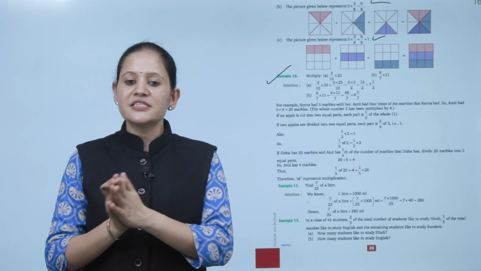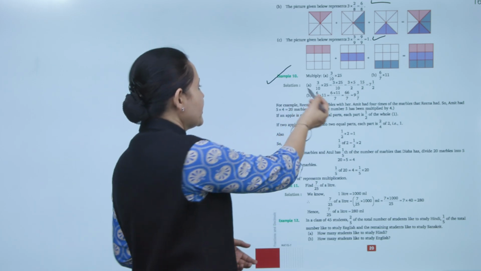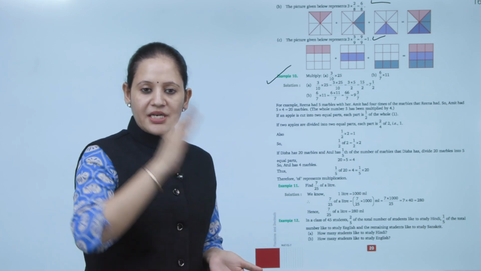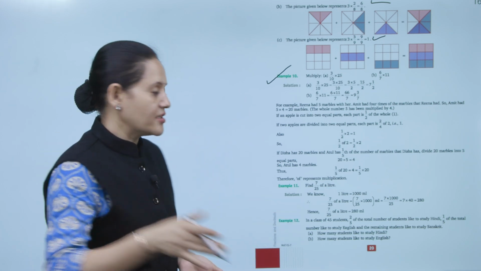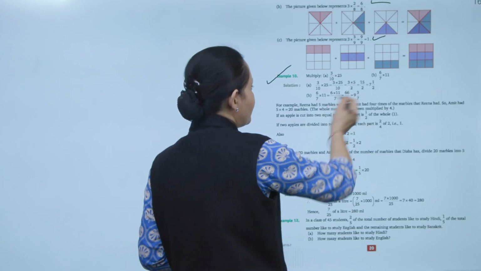Multiply 3/10 by 25. 3/10 को 25 से multiply करना है. So 3/10 into 25. In multiplication, we multiply numerator by numerator and denominator by denominator. So 3 into 25 upon 10. So 3 into 5 upon 2.